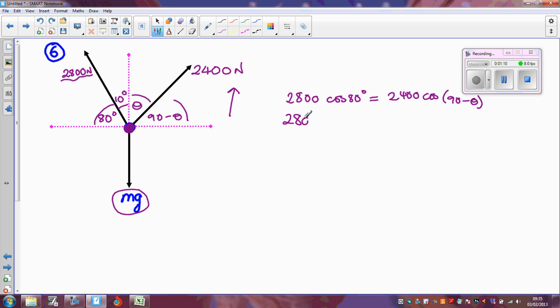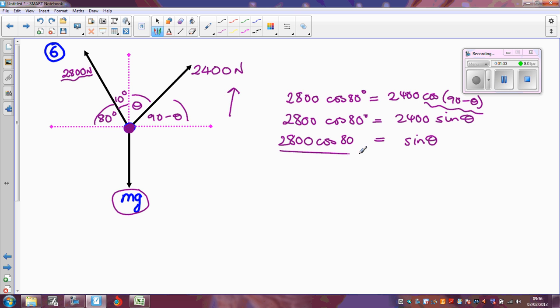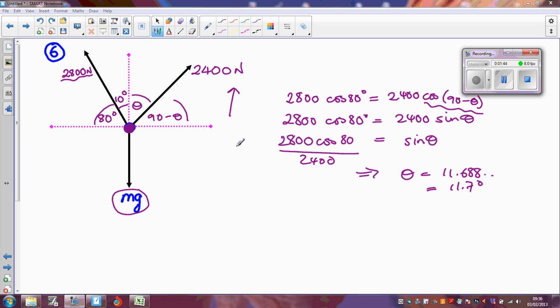Now that's the same on the left hand side. I'm just going to leave that. So 2,800 cos 80 is exactly the same as 2,400 cos (90 minus theta). Now cos of 90 minus theta, well, that's just the same as sine theta. You don't particularly have to realize that, but it's useful. In other words, sine theta is exactly the same as 2,800 cos 80 divided by 2,400, and that gives you an angle of theta of 11.68 or 11.7 degrees.